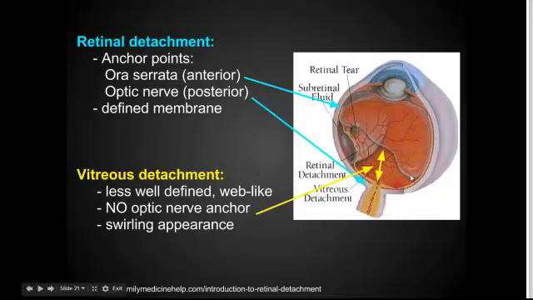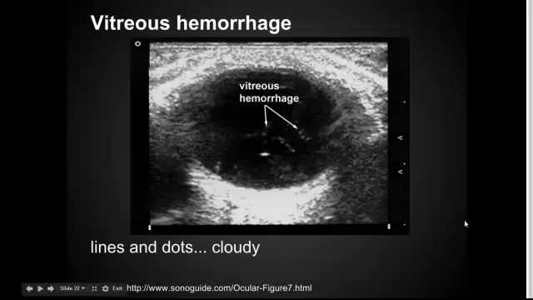So as you can see here, here's the line for the vitreous detachment. There's this big gap that goes right across the optic nerve. It also, like I mentioned before, is much less well-defined, kind of web-like, and will have that swirling appearance when you have your patient look left and right. You can also look for vitreous hemorrhage. These are going to be more kind of lines, dots, kind of cloudy again. You can see an example here from Sonoguide.